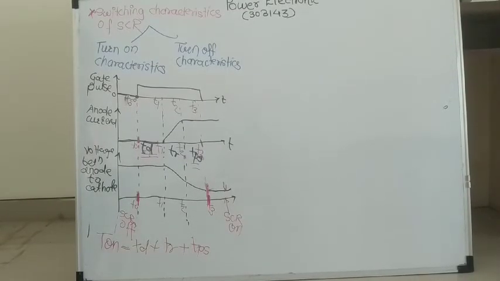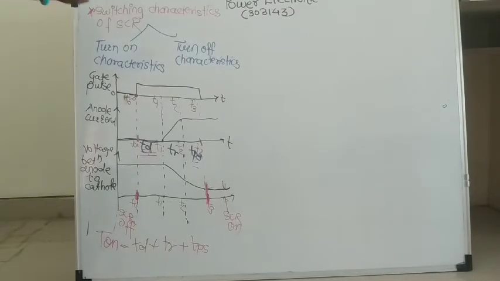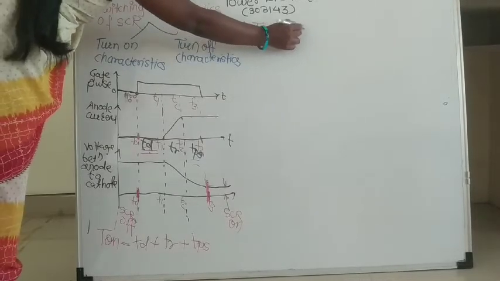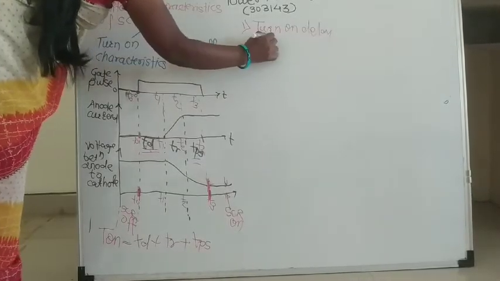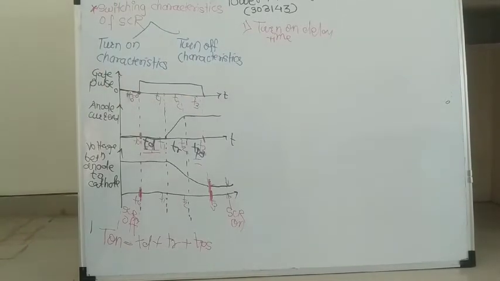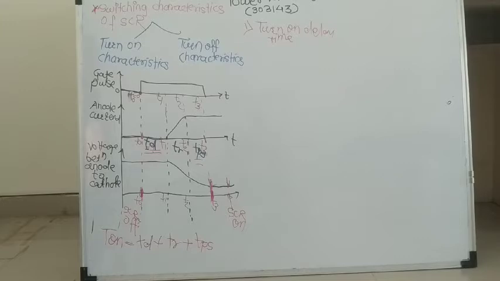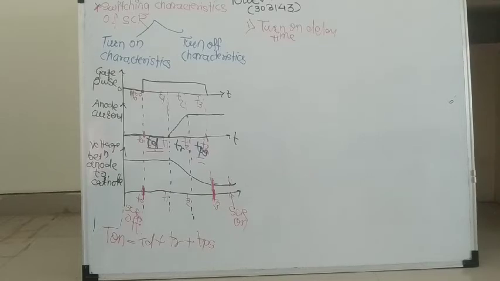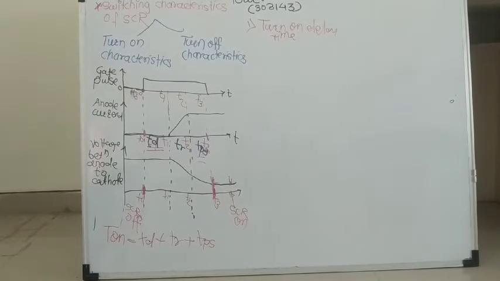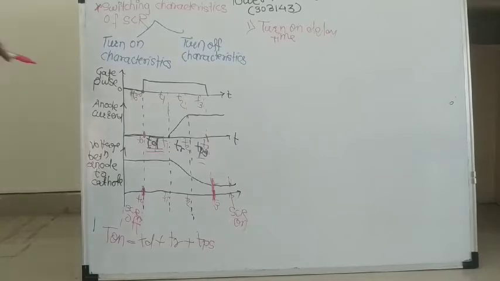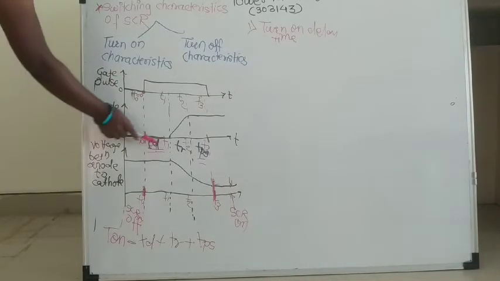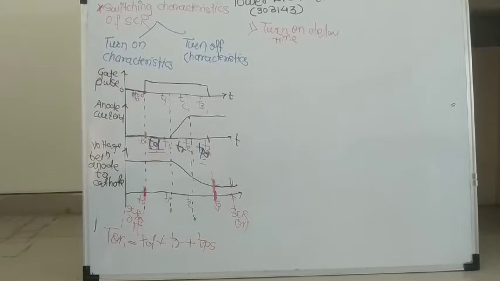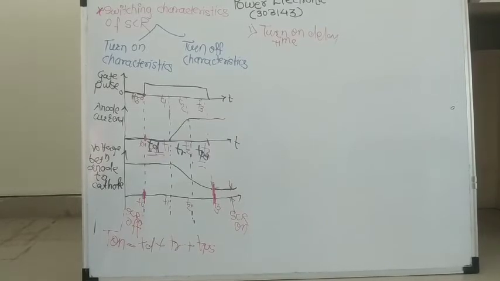First is turn on delay time. Now see what is meant by turn on delay time. During this time SCR is in off state and the voltage across SCR remains constant and high. You can observe here, during this TD time, your current is constant and voltage is very high. Current is 0. But the gate current is already applied here.